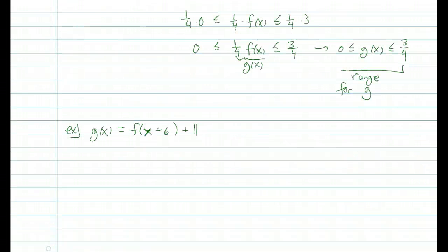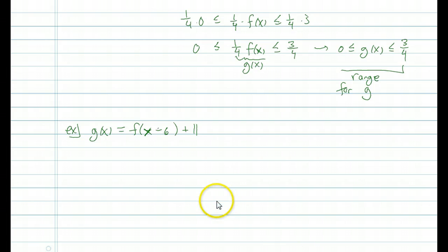Here, g is defined to be f of x minus 6, and then plus 11. So we know what this does. Graphically, the minus 6 shifts the graph to the right 6 units, and adding 11 shifts the graph up 11. So we know what the graph looks like. Let's compute the domain and range algebraically.